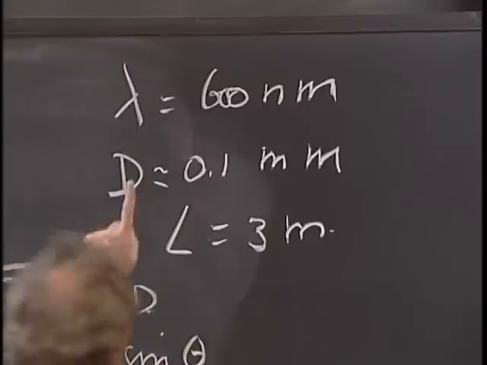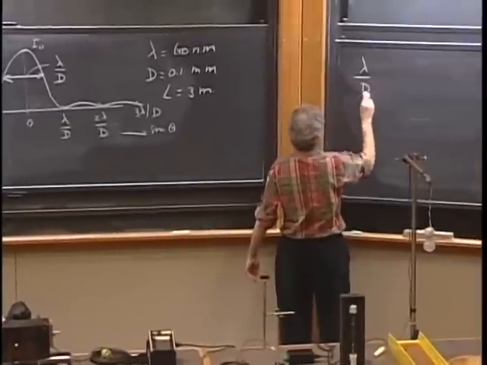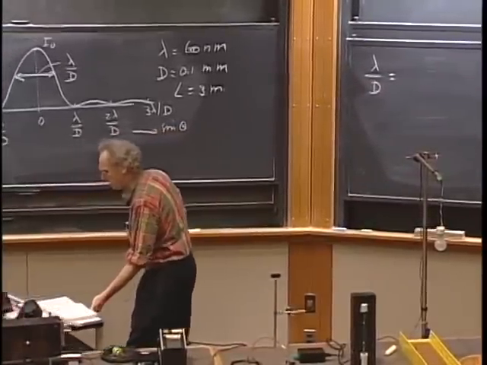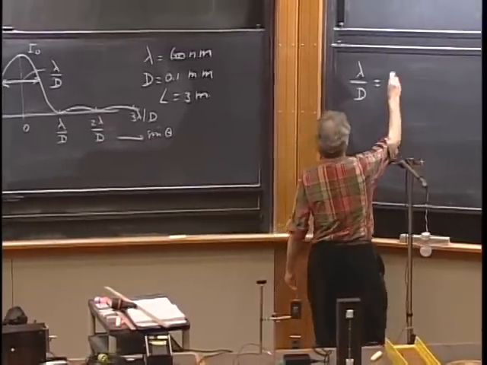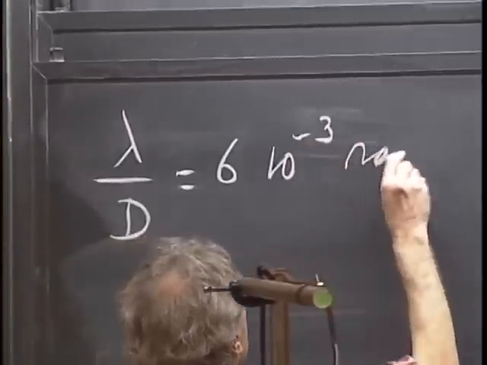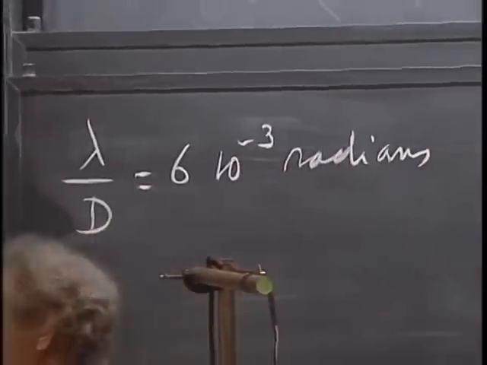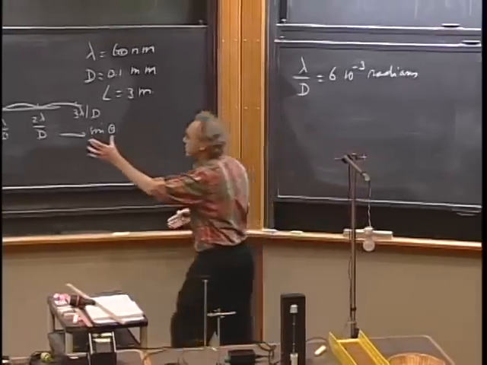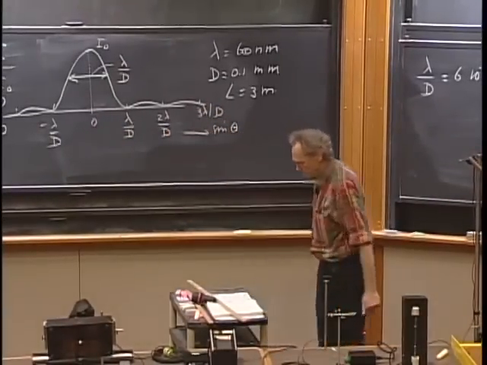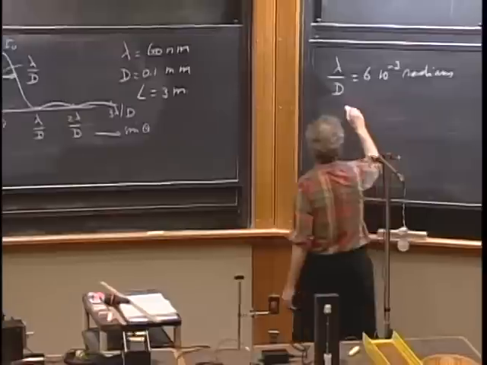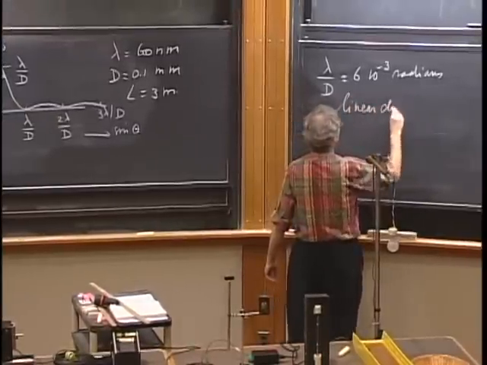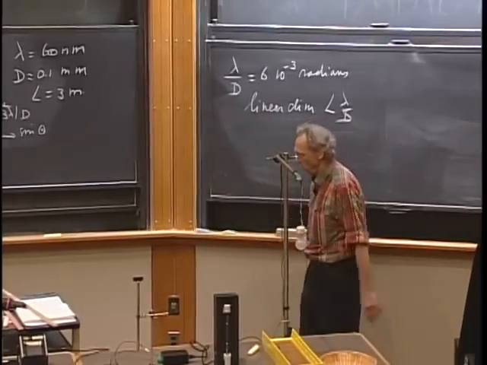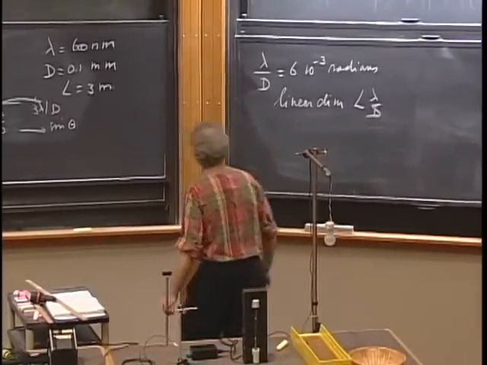So we can calculate now what lambda divided by D is. So that would give you the angle in radians. That is 6 times 10 to the minus 3 radians. Sine theta is very close to theta. And so now you can calculate the linear size of this central maximum, as I'm going to show you there on the screen. And that linear size is now L. So the linear size, the linear dimension, is L times lambda over D. So that's how wide that central maximum will be. And that, in this case, will then be about 2 centimeters.